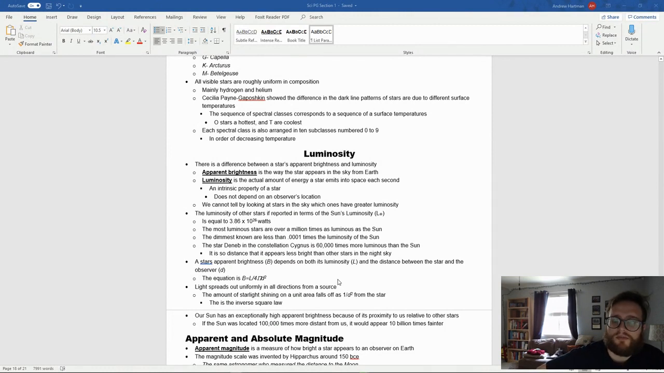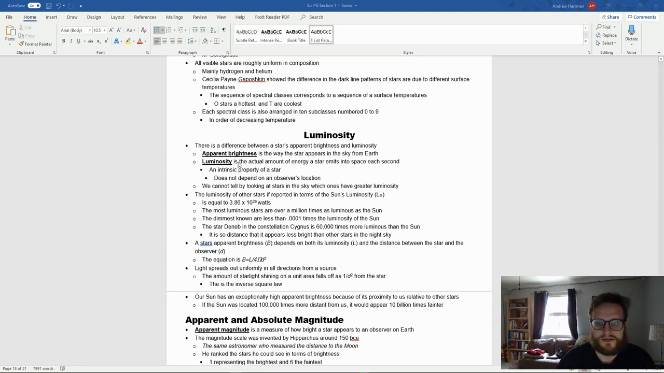All visible stars that we see are pretty much uniform in composition, with mostly hydrogen and helium making up those stars. Cecilia Payne-Gaposchkin showed that the differences in these dark line patterns of stars are due to different surface temperatures. So these spectral classes correspond to a sequence of surface temperatures, right? The original classification was used just to determine the different spectral line types, and then Payne-Gaposchkin came along and said that the spectral lines are also demonstrating temperature. So O stars are the hottest stars, and T stars are the coolest stars. On top of this, each spectral class is also arranged into 10 subclasses, numbered 0 to 9, 0 being the hottest, 9 being the least hot.